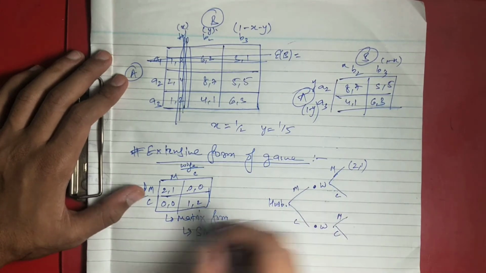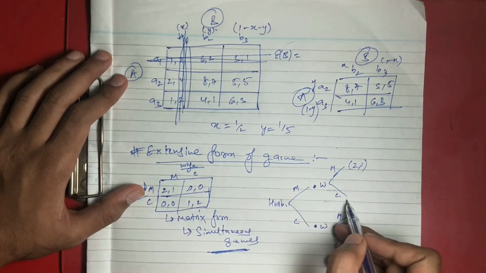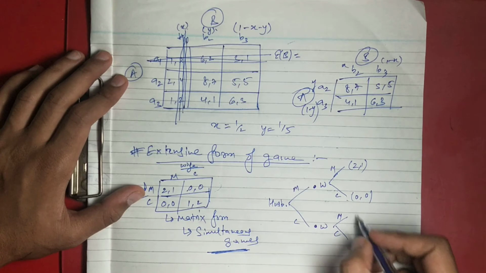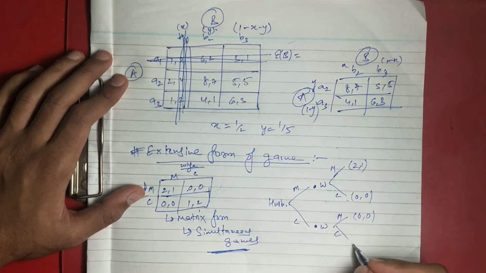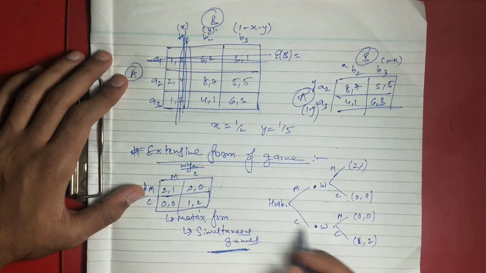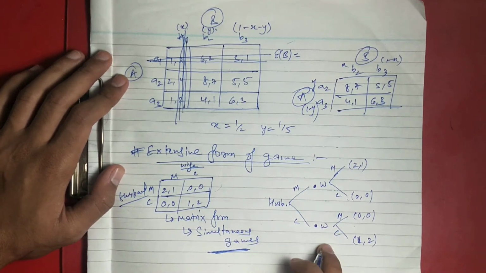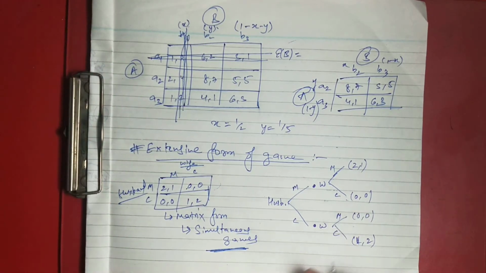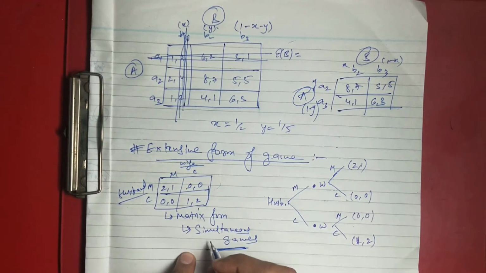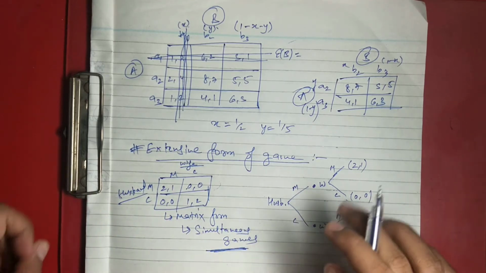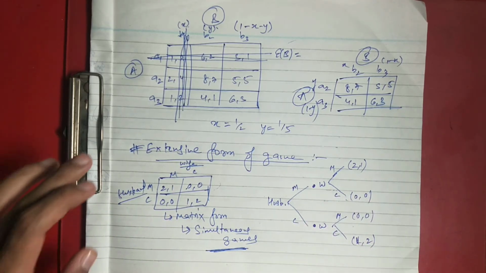Husband chooses movie, and wife chooses concert, so this is this one. Similarly, you can write here. Okay, but this is a wrong diagram. This is not a wrong diagram, but if I am showing a simultaneous game, then it is wrong. If I am showing a sequential game, then it is right.